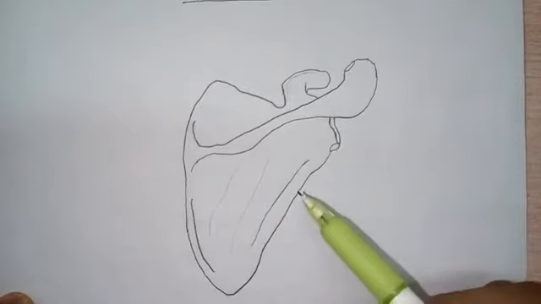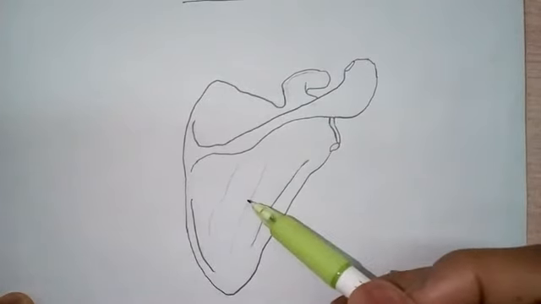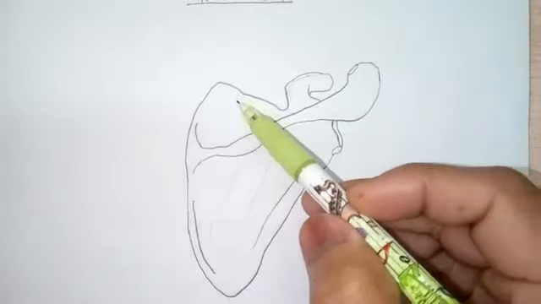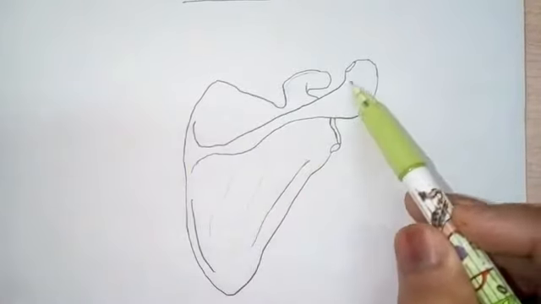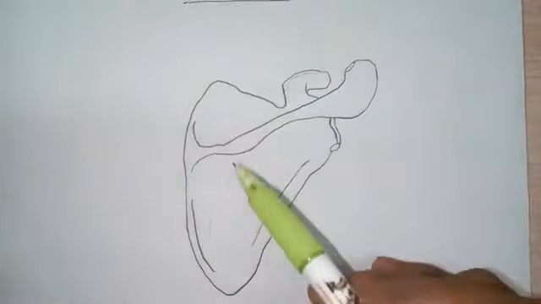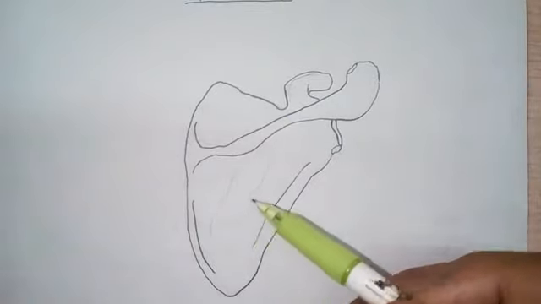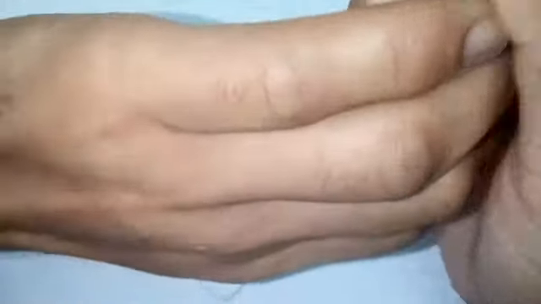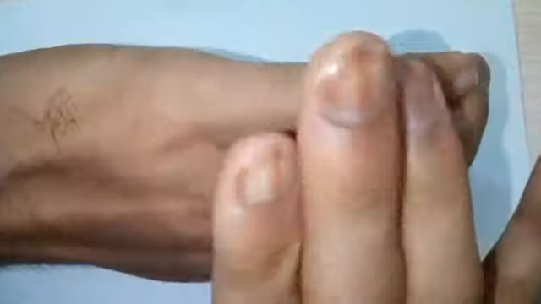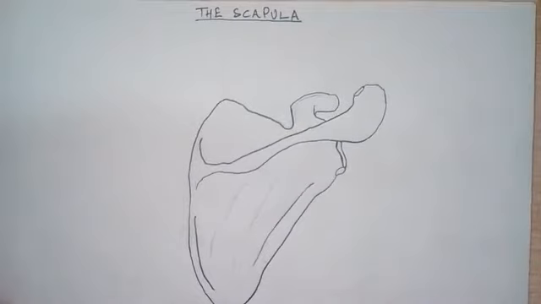Now, its dorsal surface is convex and divided into two fossae, one, two, by this spine of the scapula. This is the spine of the scapula, and it divides the posterior surface into two. The dorsal surface is convex because you know the position of the ribs in the posterior surface is like this. So when your ribs are like this and the scapula is attached, then automatically the scapula should be posteriorly convex and anteriorly concave. So that's the reason the posterior surface of the scapula is convex.